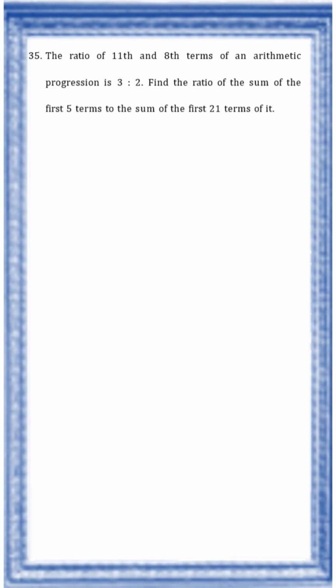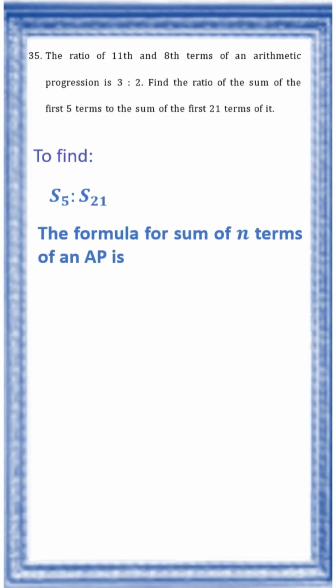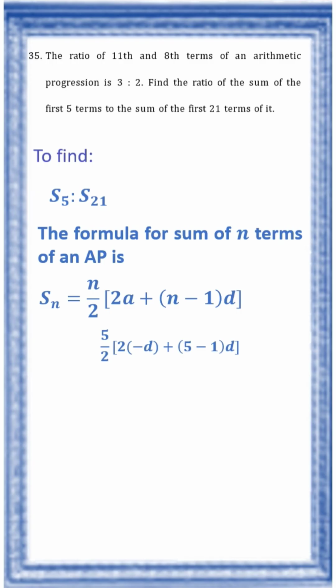What is to be found out? S5 is to S21. The formula for the sum of n terms of an AP is Sn is equal to n by 2 into 2A plus n minus 1 into D. So S5 is equal to 5 by 2, put minus D instead of A, into 2 into minus D plus n is 5, 5 minus 1 into D.